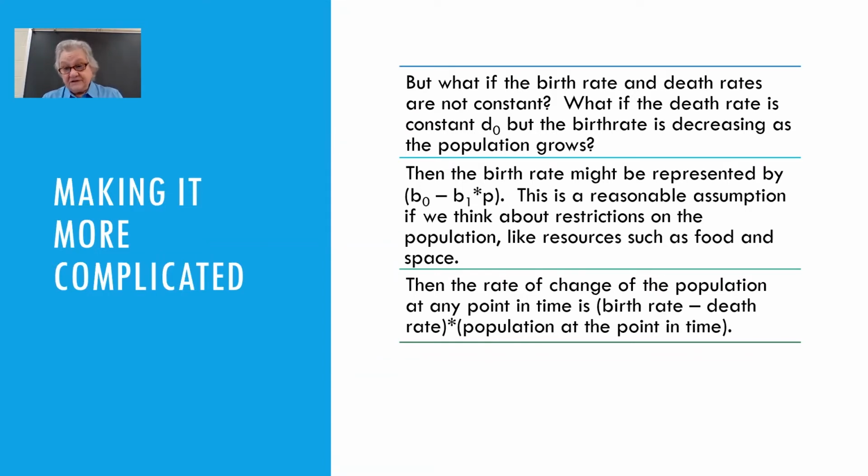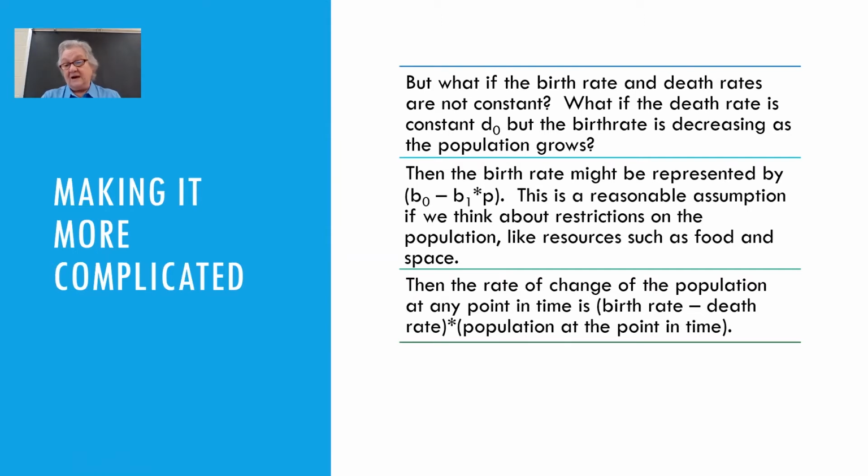Lack of resources to sustain a much larger population, or in the case of the American middle class, we decided to limit the number of children we have so we can give them education and nice weddings and such like that. Okay, well then the birth rate might be represented by, this is a decreasing linear function right there. This is a reasonable assumption if we think about the restrictions on population, like resources such as food and space.